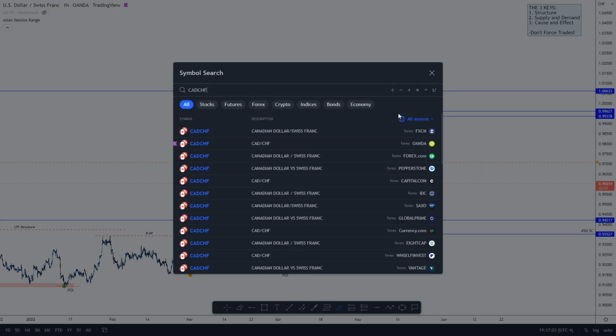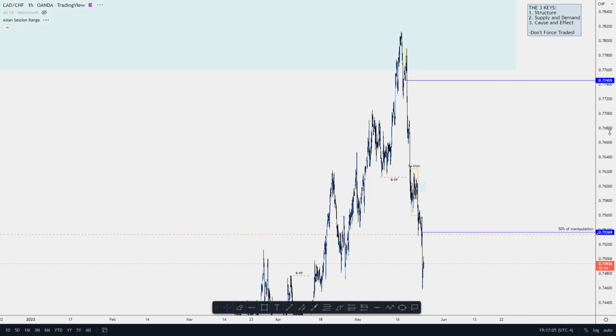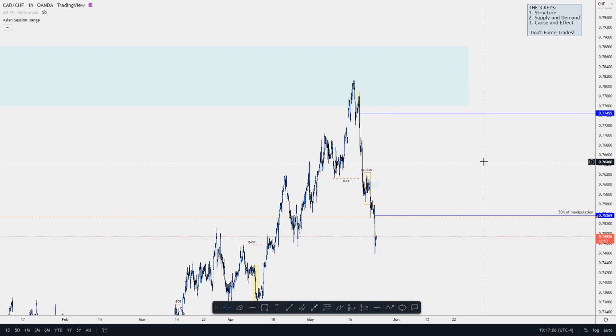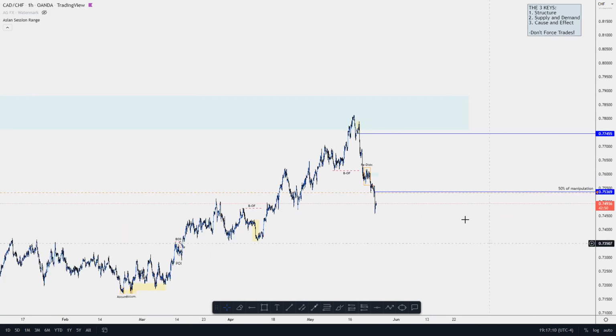Moving on to one more pair that we can cover, CADCHF. All right. Looking at CADCHF, you can see it's like the same thing with USDCHF.